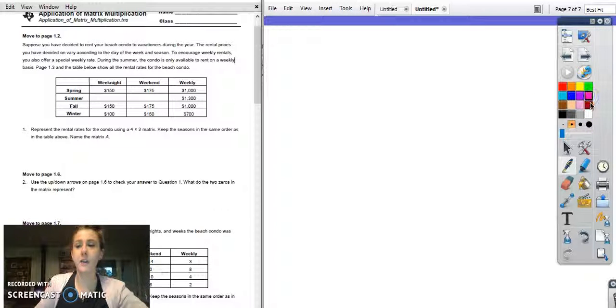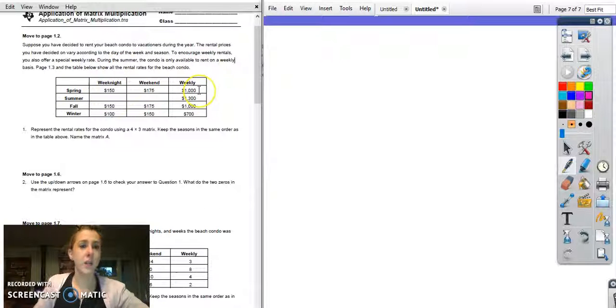Okay, I just want to go over the worksheet that we did in class today. I've got it up on the screen here, just if you're getting stuck with it. So we're actually looking at the real life application of matrices and how we could potentially use it.